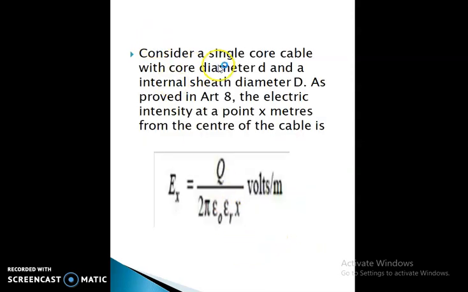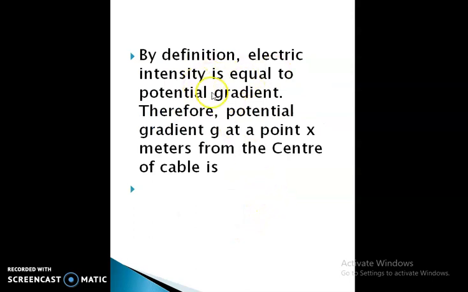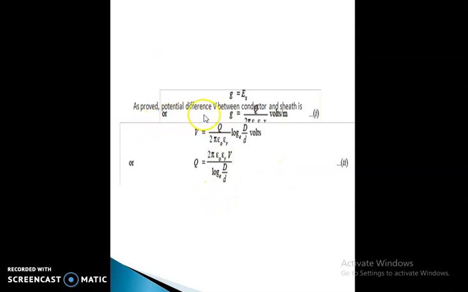Consider a single core cable with a conductor diameter d and internal sheath diameter capital D. As proved in Art 8, the electric intensity at a point x meters from the center of the cable is Ex = Q/(2π ε0 εr x) volt per meter. By definition, electric intensity is equal to potential gradient. Therefore, the potential gradient g at a point x meter from the center of the cable is g = Ex = Q/(2π ε0 εr x) volt per meter. The potential difference between the conductor and sheath is V = Q/(2π ε0 εr) loge(D/d). So Q = 2π ε0 εr V / loge(D/d).